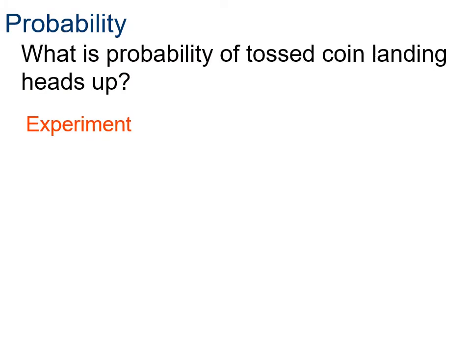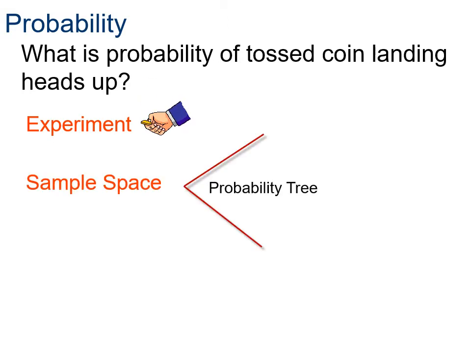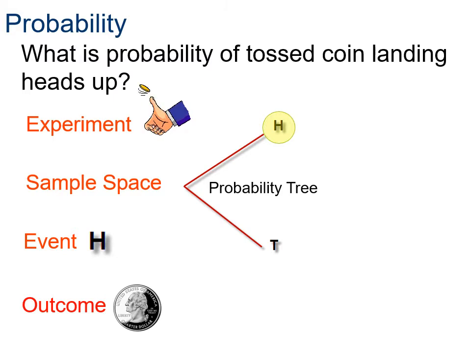So what's the probability that you toss a coin and it lands heads up? Well, your experiment, all right, is actually flipping the coin, right? Your sample space is, in this case, we'll draw a probability tree to represent those examples. It could be a H, or it could be a T. So your sample space is, in this case, 2. The event is the actual flipping of the coin. Do you get heads, or do you get tails? And the outcome, in this case, is heads.